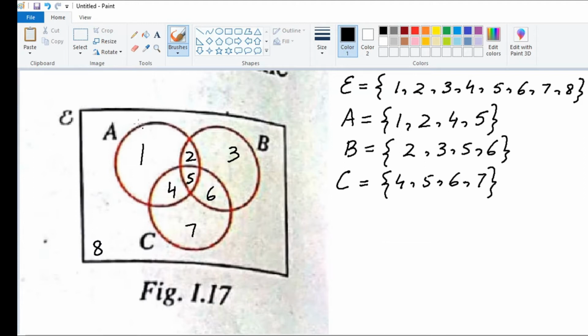For the students who have just joined us, I must tell them that I'm solving question number 12 of the review exercise. The thing is, be careful about it. It's A, B, and C.